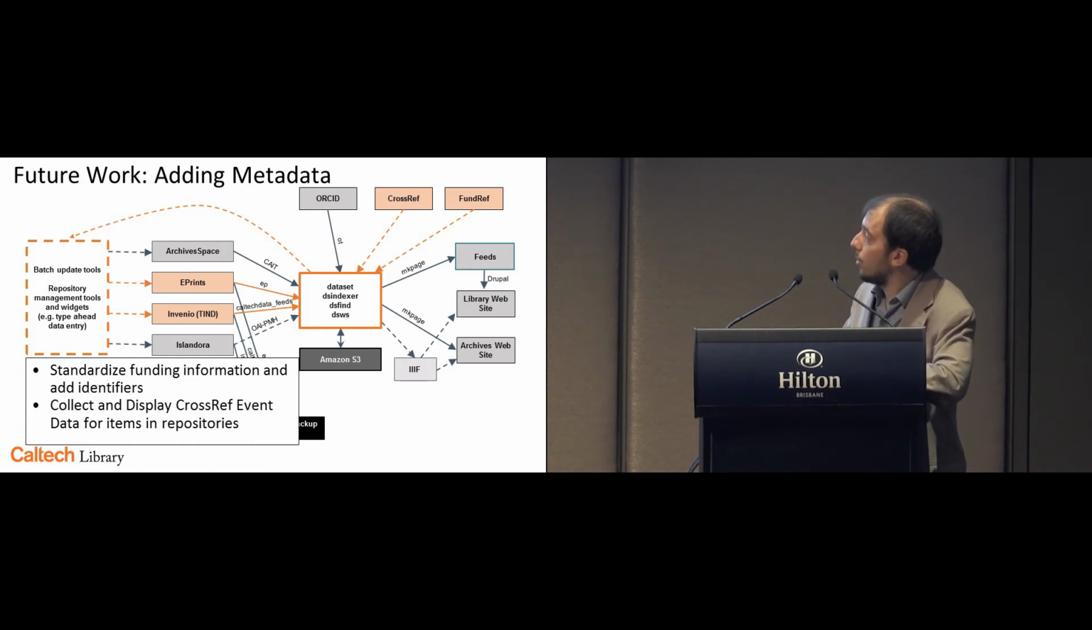We're also very excited about using Crossref event data. So this is a very new service coming out of Crossref that collects stuff like Twitter mentions, inclusions on Wikipedia. And we can pull in that metadata from Crossref, add it to our metadata store, and then display that in the local repositories to give researchers an idea of what the impact of their work might be.